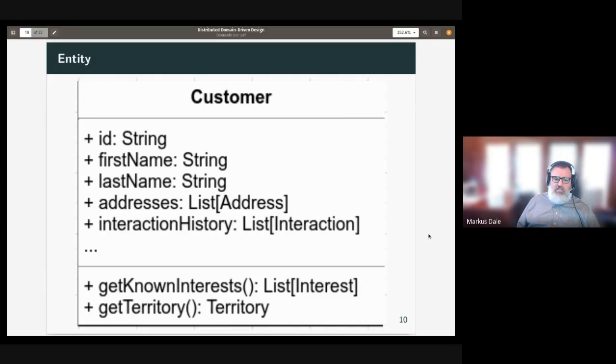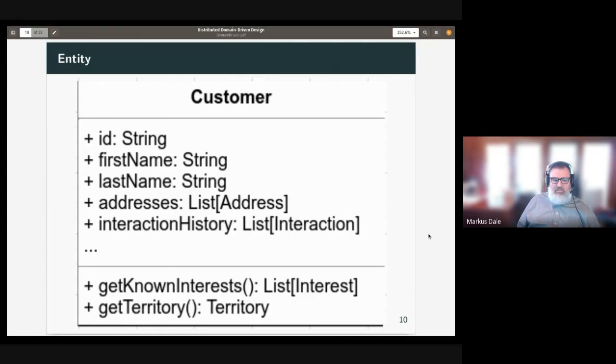So, for a customer, they want to know, what are their interests? And the interests might be computed from the list of past interactions that they've had. Or maybe we use some machine learning and figure out what similar customers have done.